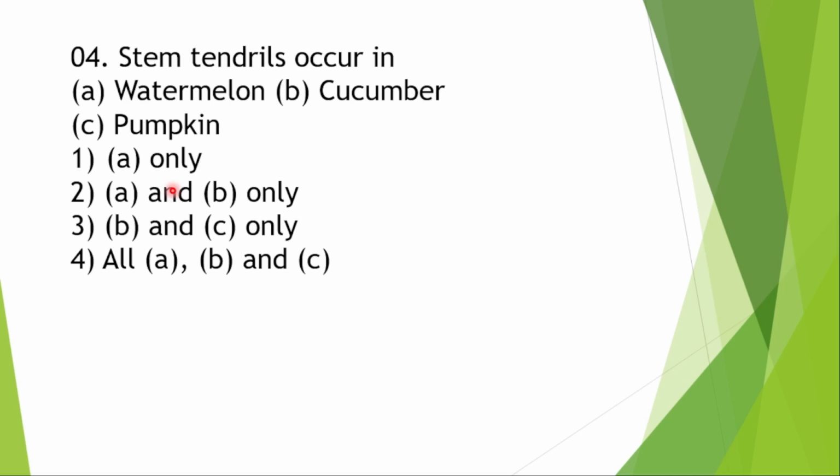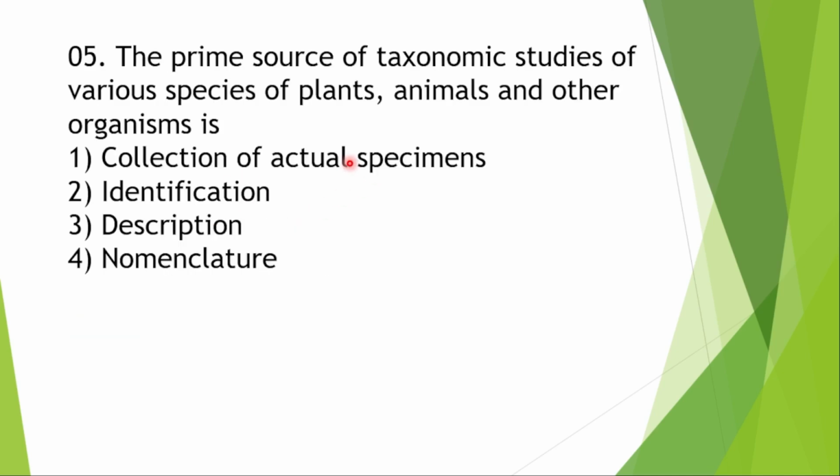Next question, fourth one. Stem tendrils occur in A, watermelon, B, cucumber, C, pumpkin. First one A only, second one A and B only, third B and C only, fourth one all A, B, C. Here the right option is fourth one, all A, B, C will be having the tendril.